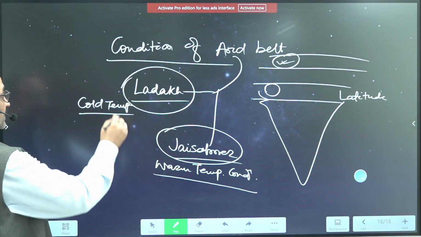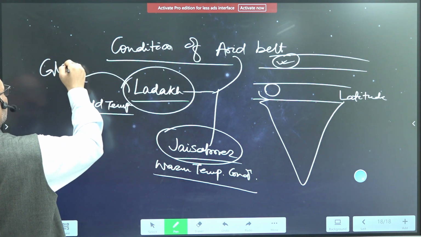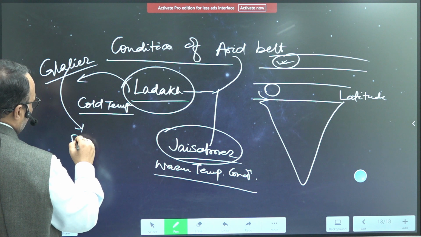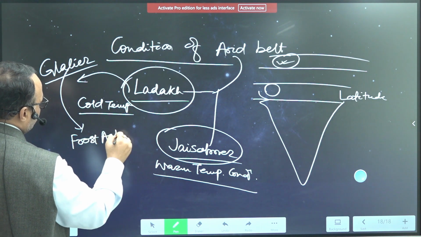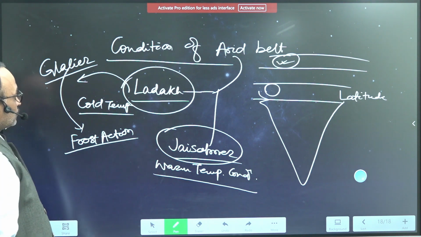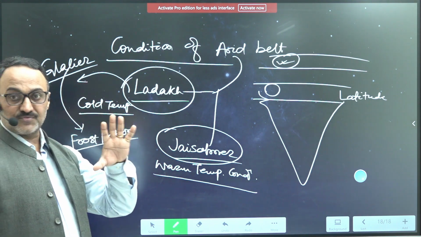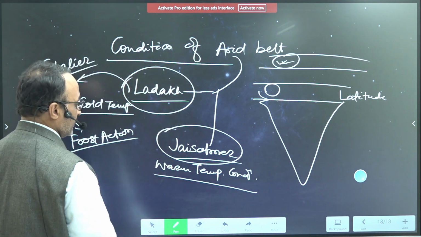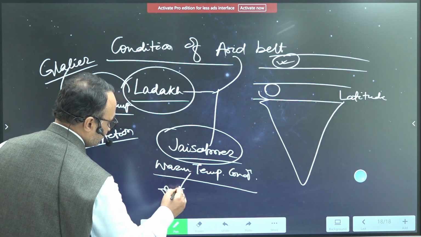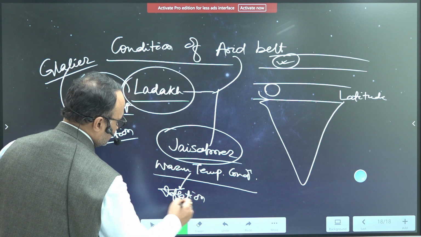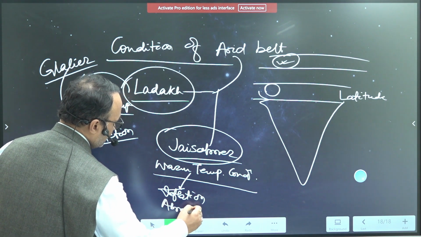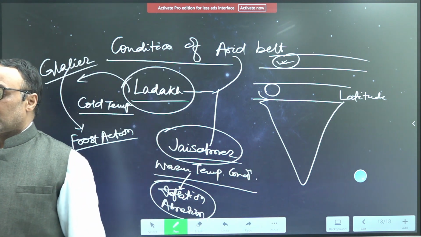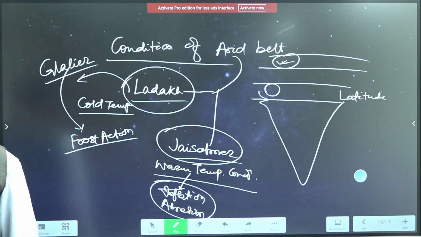So here the geomorphic agent will be glacier. You might have heard about frost action. So here frost action will be the most important geomorphic process for the breakdown of rock in the Ladakh belt. But in Jaisalmer, deflation and abrasion are the most important processes because of the variation in temperature condition as well as the latitudinal position.